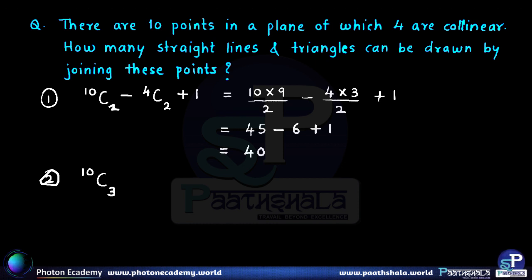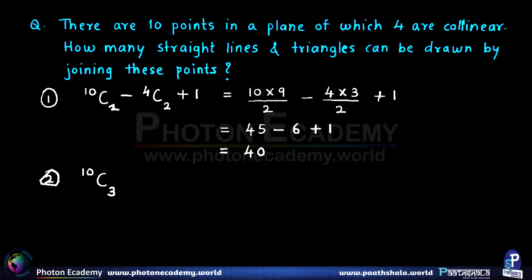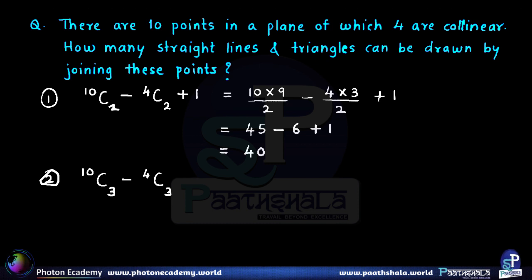But since 4 points are collinear, effectively 4C3 triangles do not exist, which would have otherwise existed. So therefore we must subtract 4C3 from 10C3. And 4 points being collinear itself does not form any triangle, so there is nothing to add finally. So therefore this is the final answer and we have to simplify it.